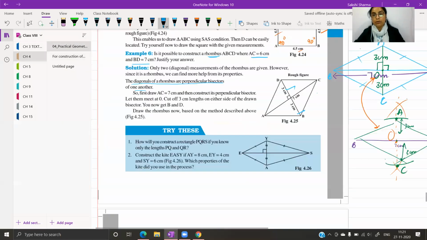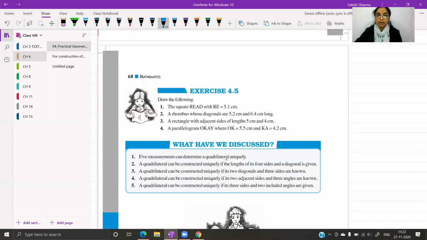Now going back to the chapter here. This completes all your examples. You have been sent the assignment. The assignment, I guess, contains questions from the exercise based on the 5 types that you have done. Since now you can construct a square, I think you can also construct a rectangle if you are given the length and the breadth. There is one question in the last exercise here. You have to construct a rectangle.